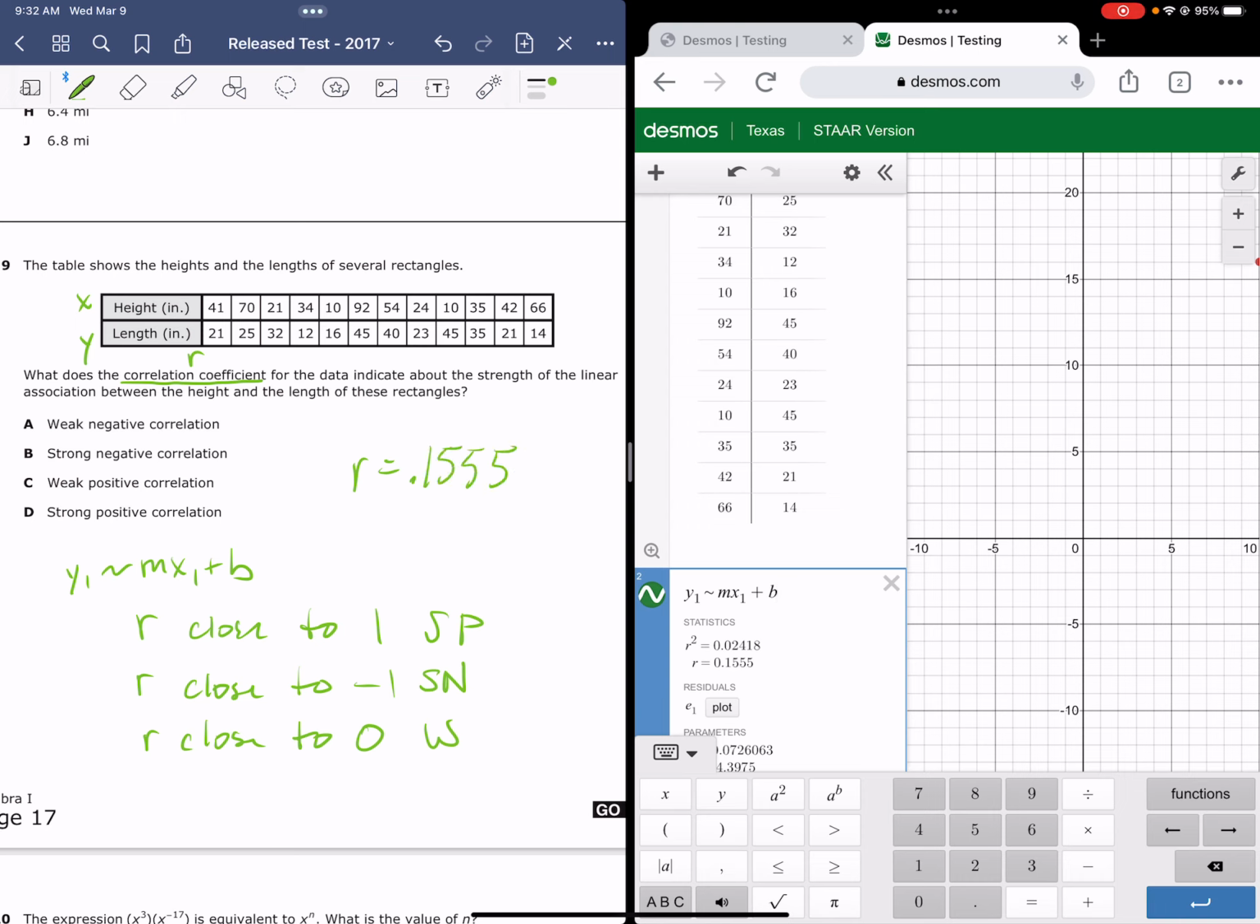So I know that my correlation is going to be positive, which means that A and B are out. And because that number is closer to 0 than it is to 1, this is going to be a weak positive correlation.